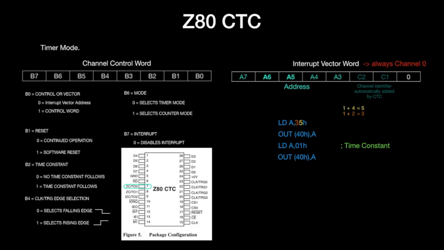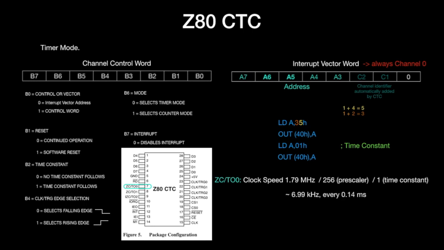So, what will happen here on the output, on zero count or the timeout for channel 0? Well, you see on pin 15, there we have the CLK, that means the clock. So the output is the clock speed, which in the case of the microprocessor 1 board is 1.79 MHz, divided by the prescaler. In this case, it's 256. And divided by the time constant, which is 1. So the result will be about 6.99 kHz or every 0.14 milliseconds. Let's try it on the board.